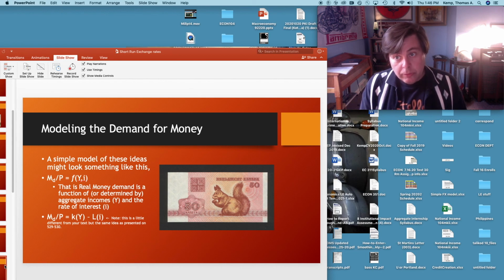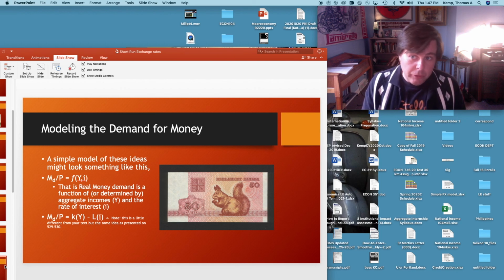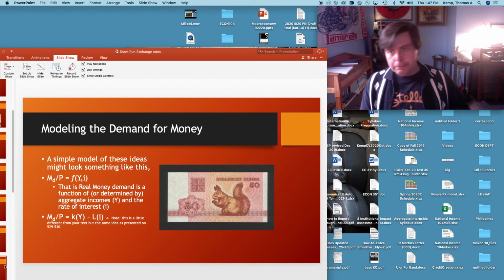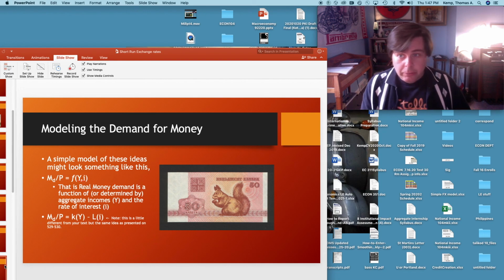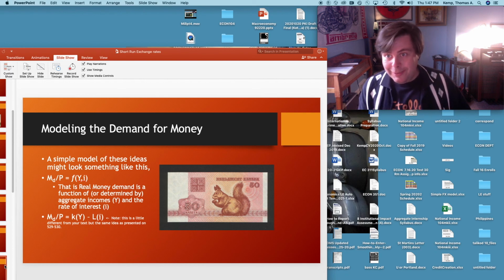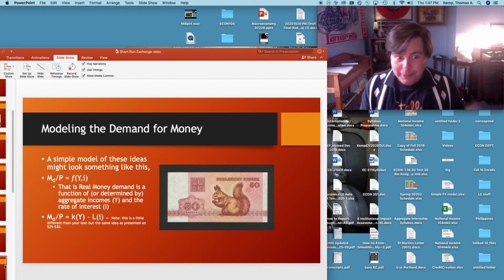Okay, so let's now give a specific form and say that MD over P, or real money demand, is equal to some variable K times Y. Okay, what is K? K is how responsive money demand is to changes in Y. So let's say your income doubles. How much more do you take out of the cash machine each time you go visit? That's K, okay? Transactions demand for money.